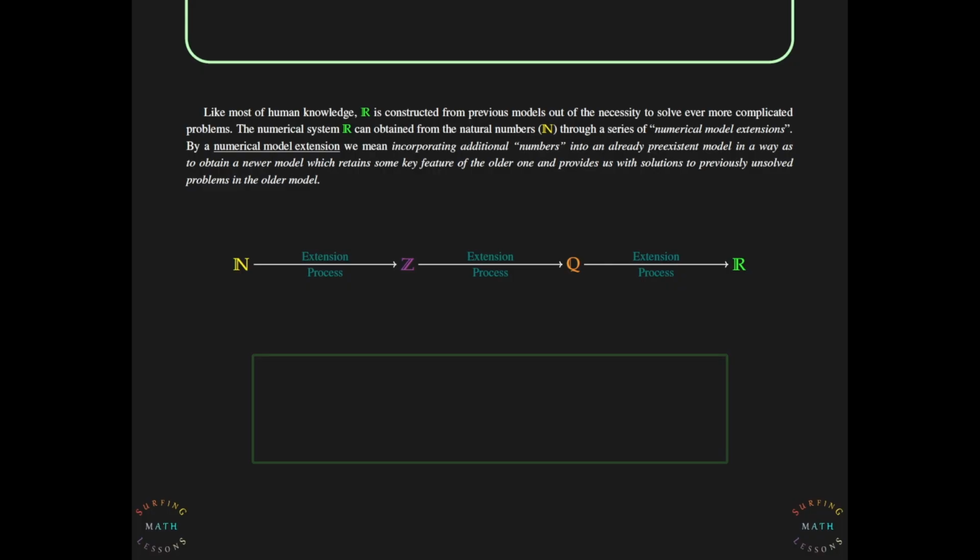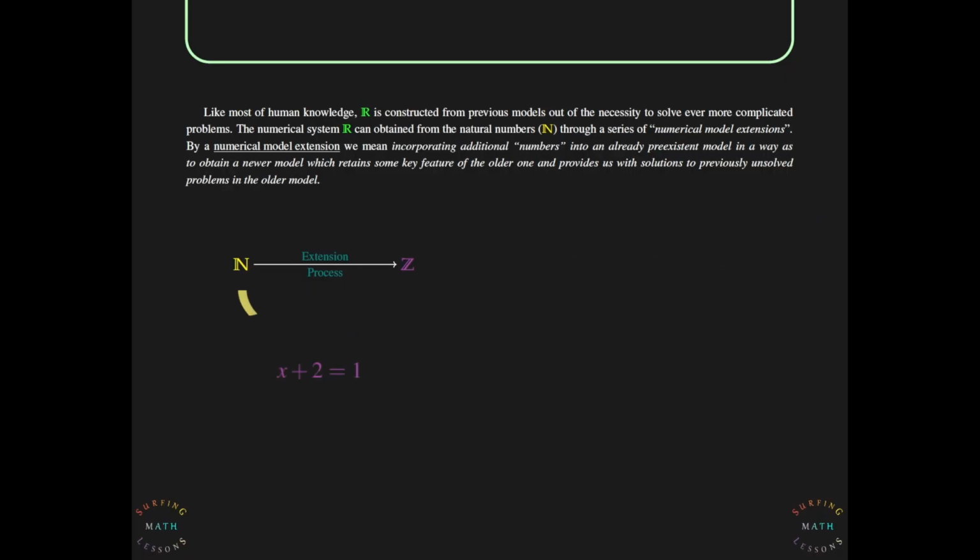For example, if one considers the numerical model of the natural numbers and the equation x + 2 = 1, then this equation has no solution in the naturals. However, after extending into the integers and trying to solve the equation in the newer model, this equation has a solution, namely x = -1. That is to say, an equation which involves only natural numbers has a solution which is not a natural number but an integer.